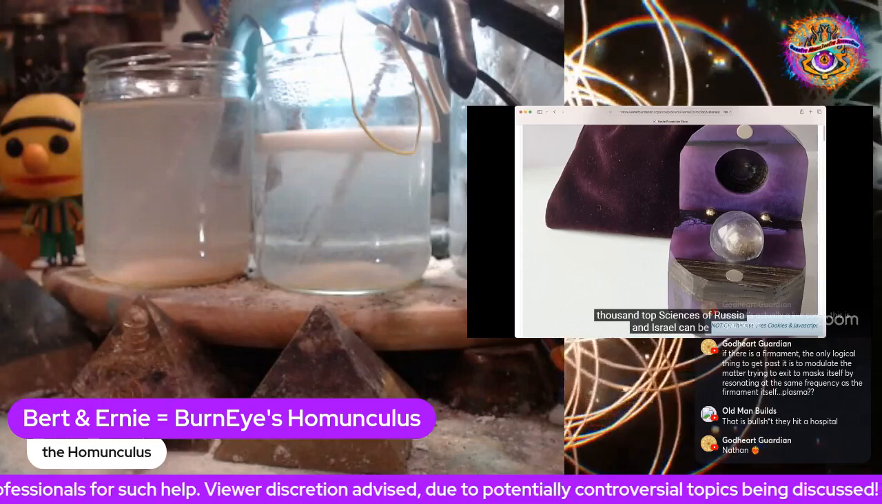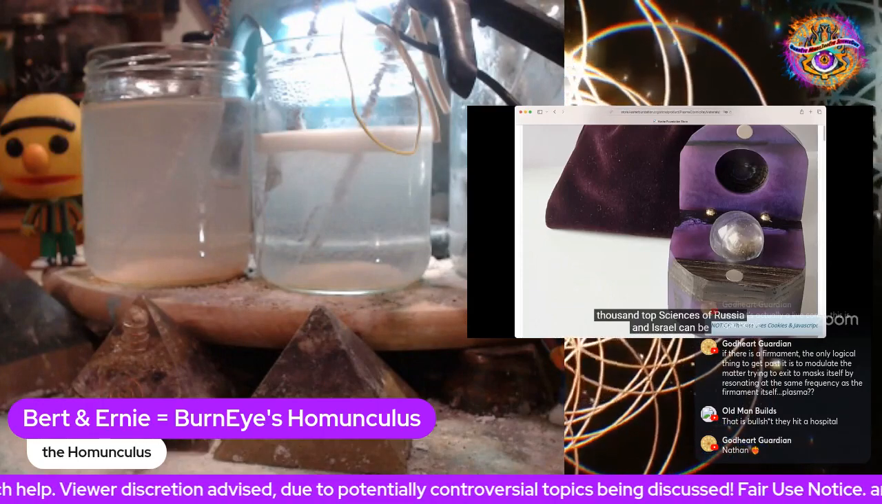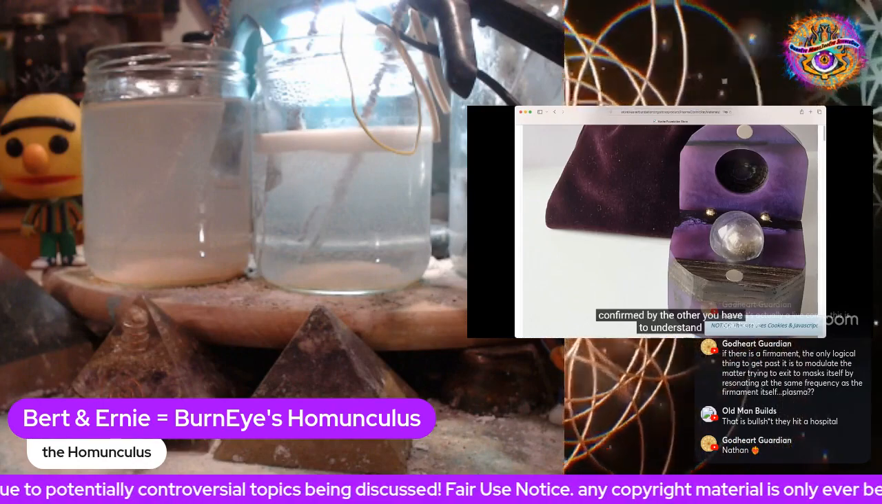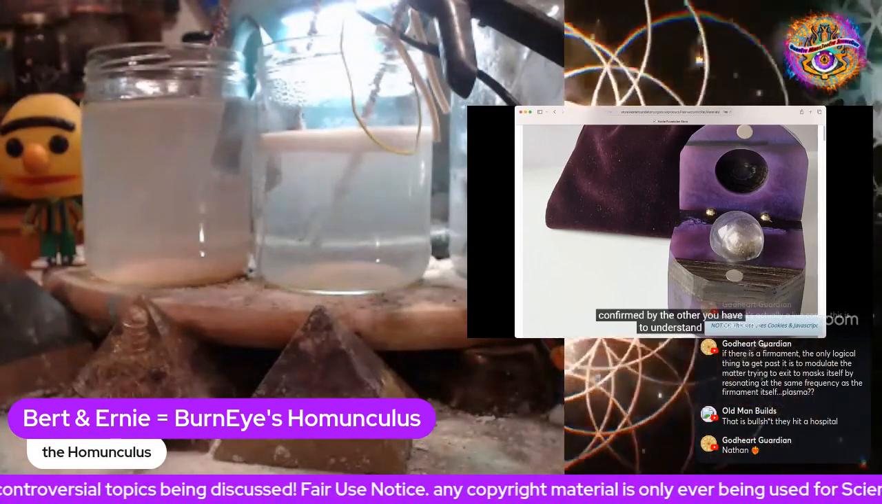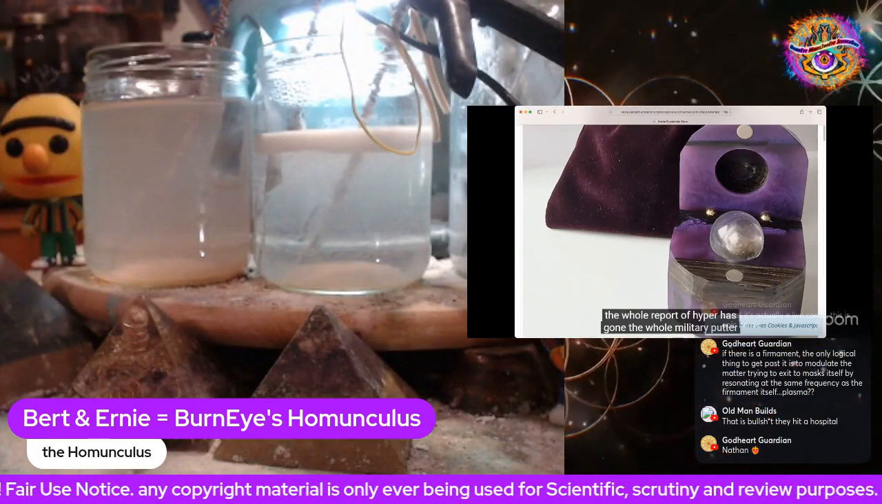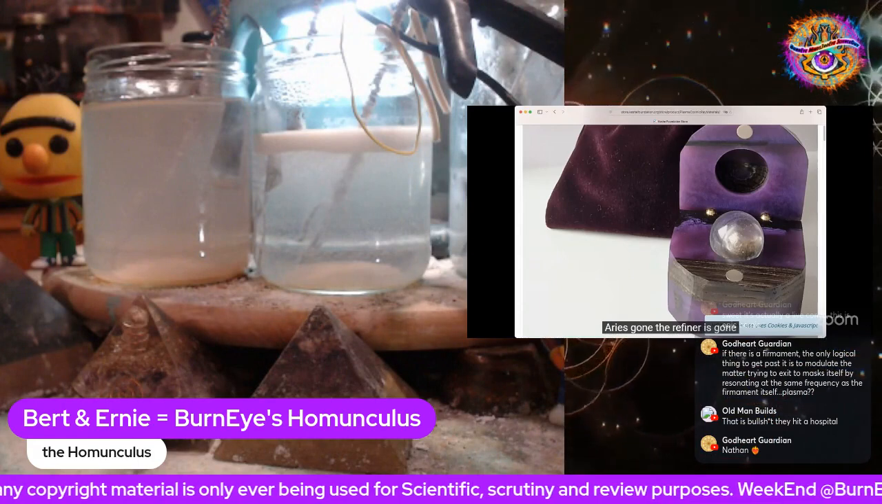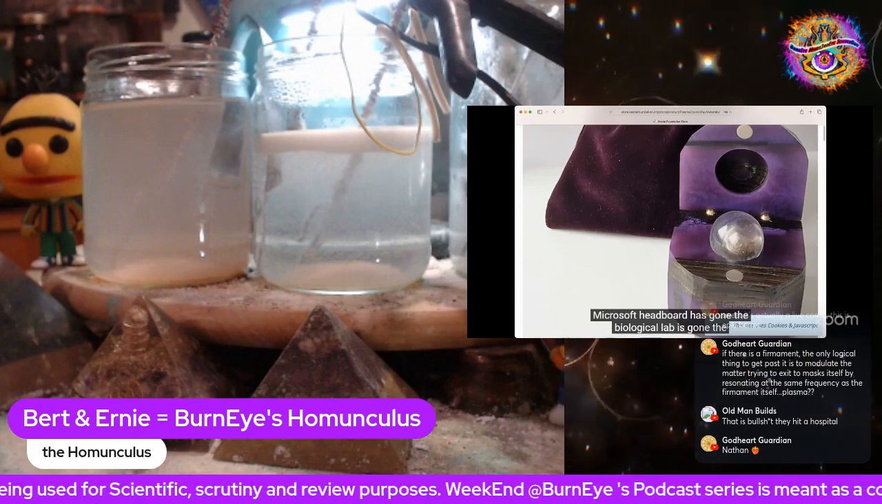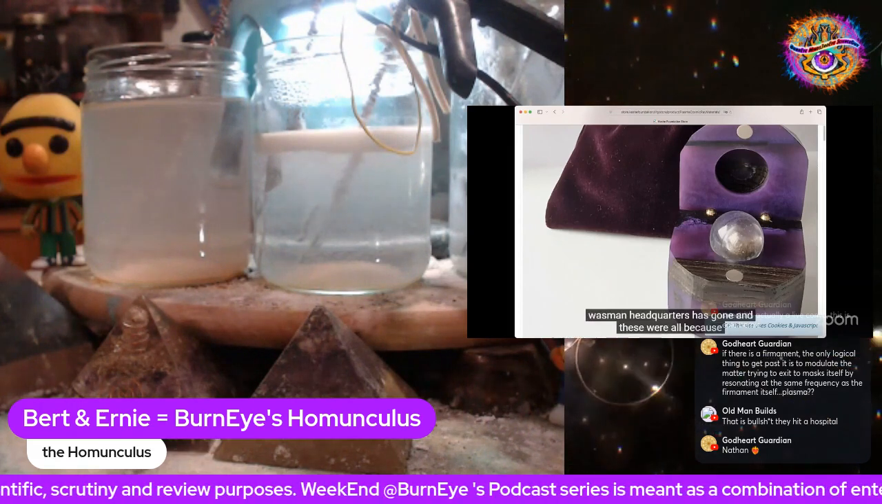7,500 top scientists of Russia and Israel can be confirmed by the other sources. You have to understand the whole of Port of Haifa is gone. The whole of military Port of Haifa is gone. The refinery is gone. Microsoft headquarters is gone. The biological lab is gone. The Weizmann headquarters is gone.